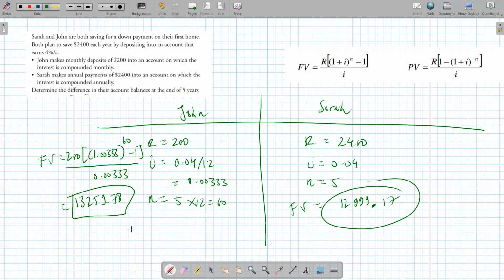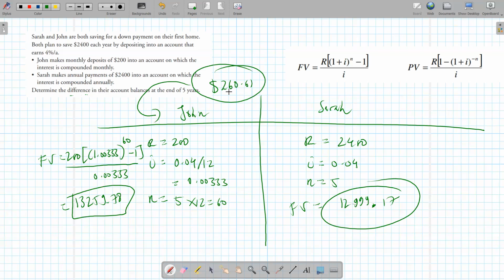What's the question asking you? Find the difference. So we're just going to subtract one from the other, okay? Which is going to be our final answer, and our final answer is $260.61. So John earned an extra interest of $260 over 5 years, which is significant, right? Which is a pretty decent chunk.